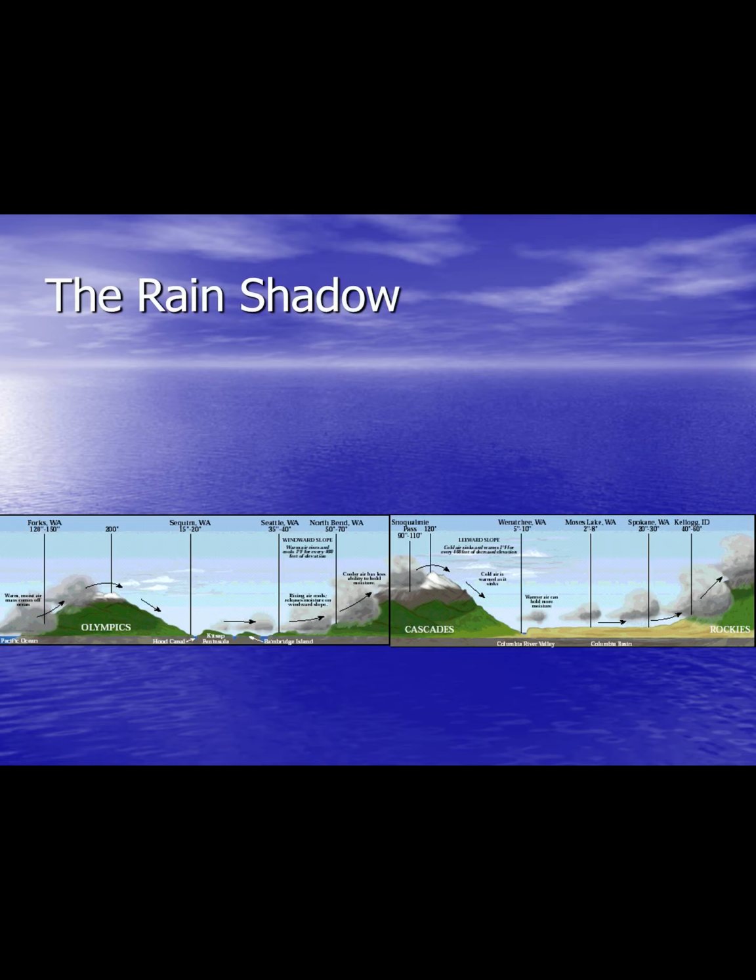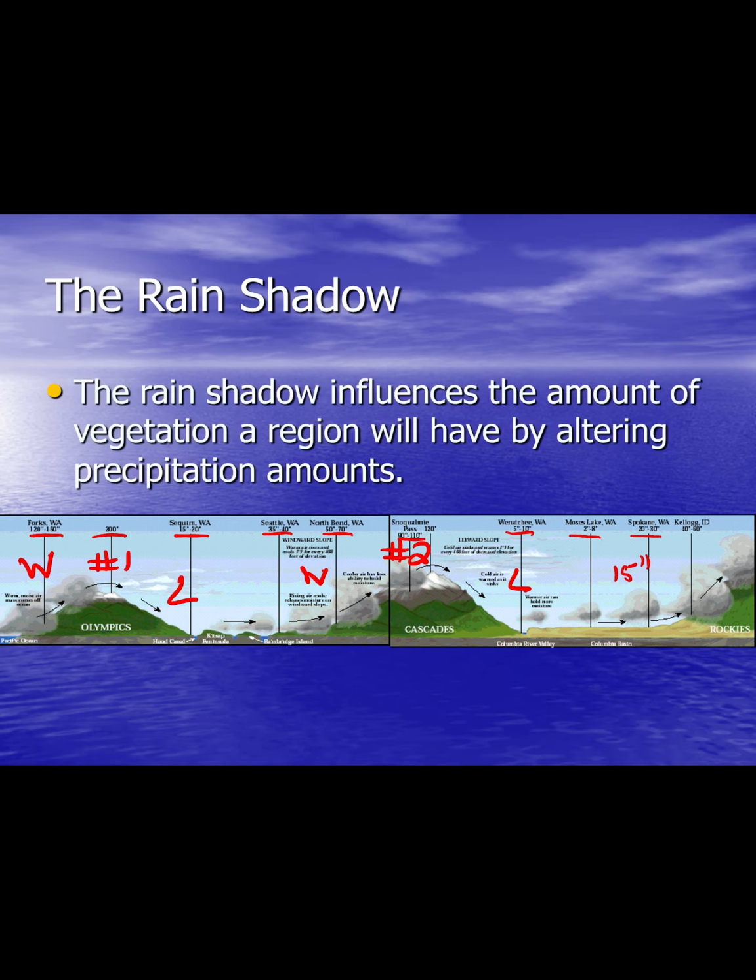Okay, so again, if we're looking at the map here, we've got rain shadow number 1 and rain shadow number 2. This would be the windward, leeward, windward, leeward. Okay, we see this in rainfall percentages. If you look right across the top here, back to 5 to 10, 2 to 8, and then in our area, we're about 15 inches. Okay, so it kind of shows you what this looks like.